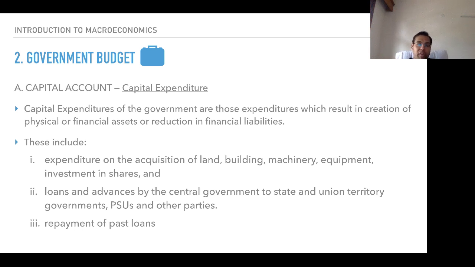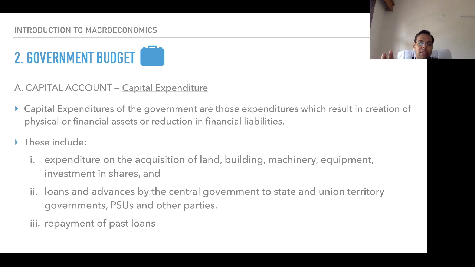Now the government of India is spending 100,000 crores on making a bullet train. That is considered to be a capital expenditure. Government of India is spending thousands of crores in making infrastructure in India. That is considered to be a part of capital expenditure, physical assets. Followed by that, the second is financial assets, reduction in financial liabilities. So creation of physical assets or financial assets or reduction in financial liabilities.